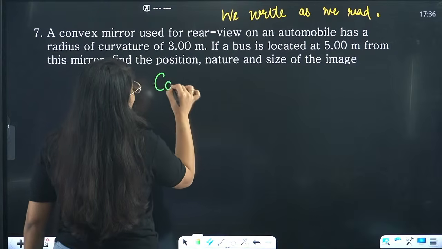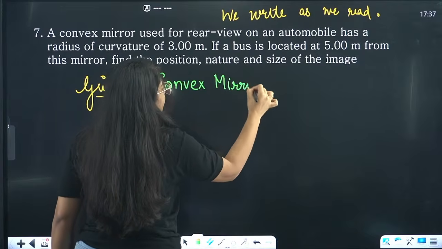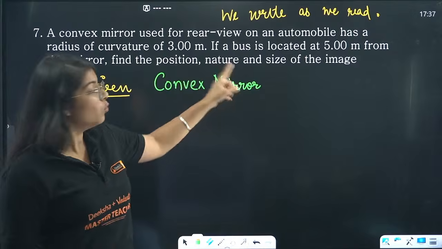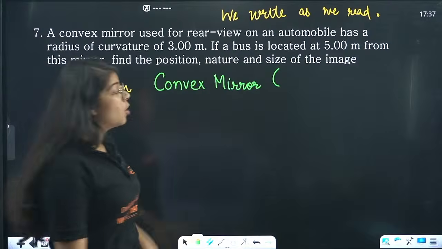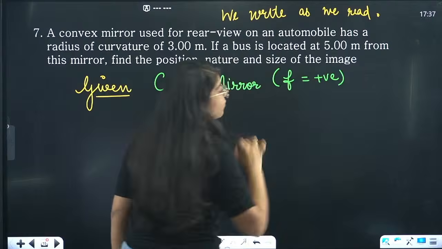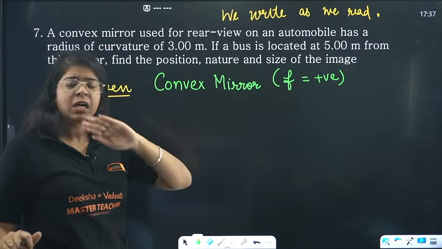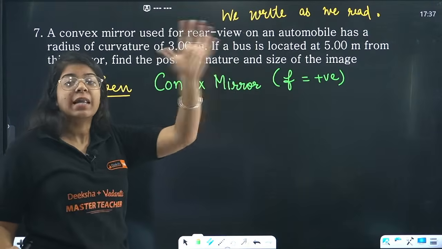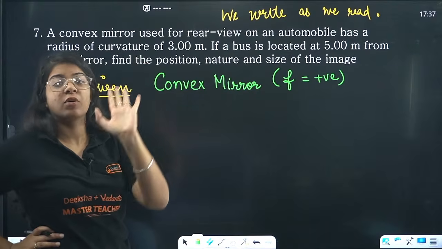Now a convex mirror. So what is given? A convex mirror is given, and as soon as you write what mirror is given, you are also going to write inside the bracket that its focal length is positive. So focal length is what, beta? It is positive for a convex mirror. We don't know the value of focal length, doesn't matter. Right now, the first thing, whenever you see a mirror or a lens mentioned in the question, the first thing you are going to do is write down the sign of focal length.